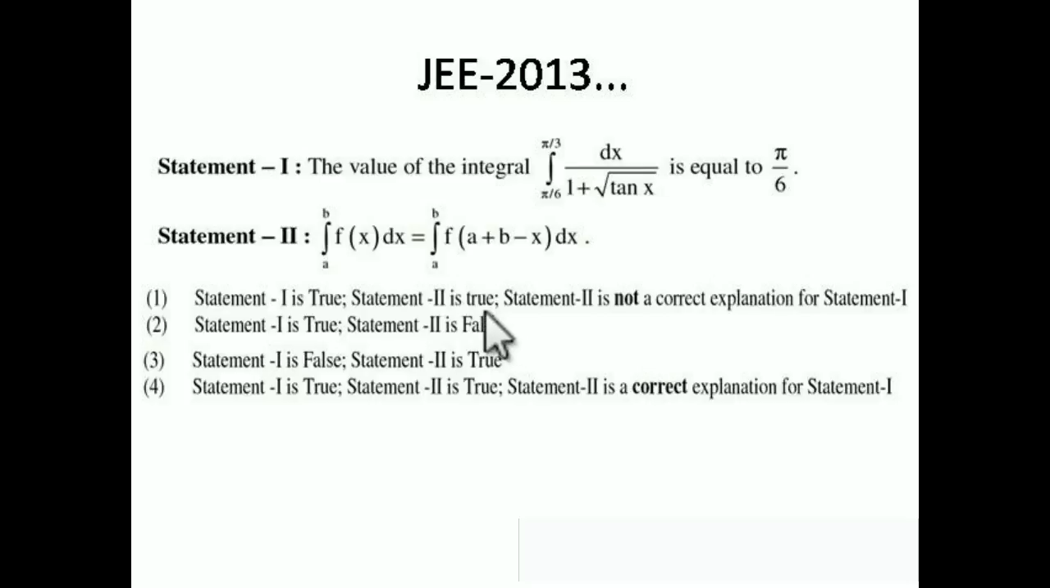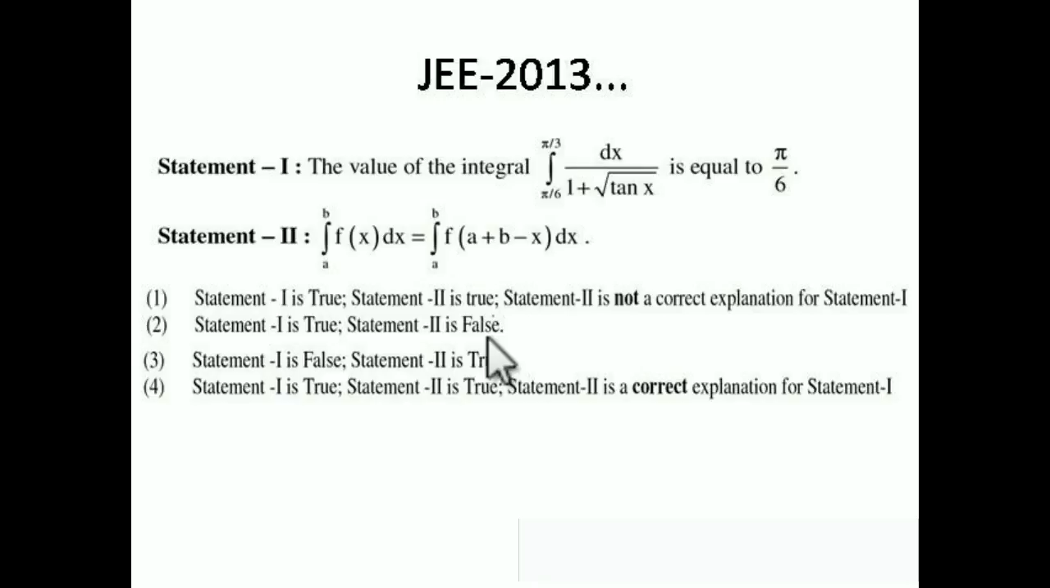Okay, so what they say: statement 1 is true, statement 2 is true, both the statements are true, and statement 2 is not a correct explanation for statement 1. Second option: statement 1 is false, statement 2 is true. Another: statement 1 is true, statement 2 is true, and statement 2 is the correct explanation for statement 1. If this is the correct explanation, then we have to select option D.